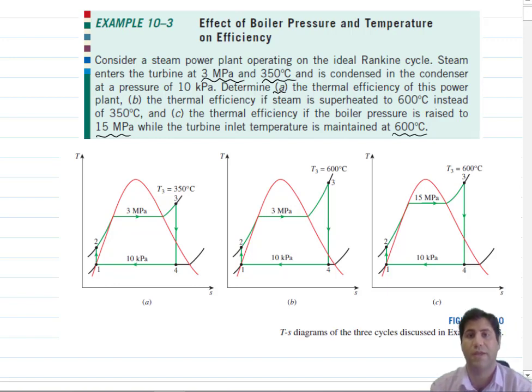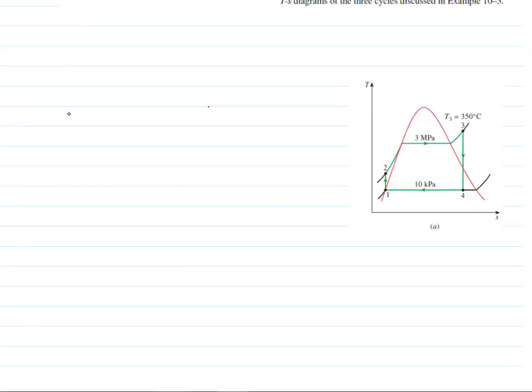First, let's go and see how we can find the answer for part A, which is the thermal efficiency of this power plant. Okay, now let's see how we can find the thermal efficiency of this cycle, which is the Rankine cycle. Here we have the TS diagram of this cycle, and also we have some information about different states in this TS diagram.